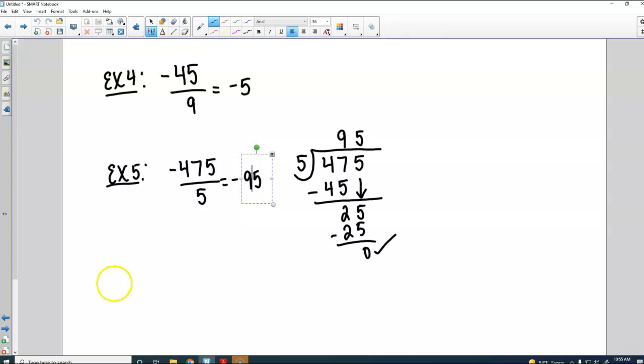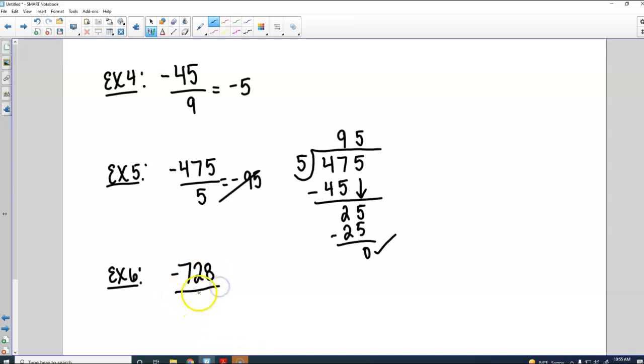All right, let's do one more that's a little bit harder, and then we'll let you guys work on this worksheet that we're going to do for classwork. Alright, so let's do negative 728 divided by negative 26.